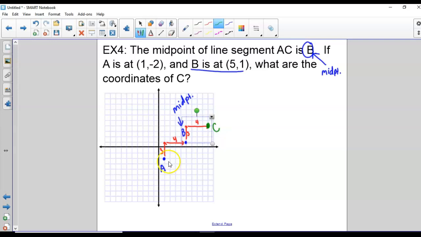Make sure that you start at A, because if you start at B, you'll end up down here, which would be wrong. B is the midpoint, so you got to start at A and just figure out, how do I get from A to B? Well, up 3, right 4. So go up 3, right 4 again. And that gives you C. And I can see that the coordinates for that point are 9, 4. Okay, questions?